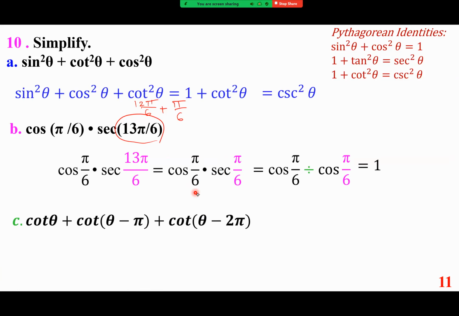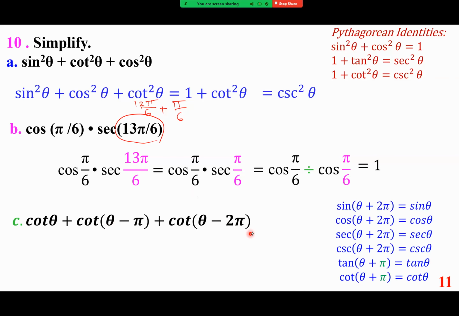All right, we want to simplify this: cotangent theta plus cotangent of theta minus pi plus cotangent of theta minus 2 pi. I'm going to remind you, as far as periodic functions are concerned, 2 pi is the period for every trigonometric function except tangent and cotangent. So whether we write minus or plus pi makes no difference. This becomes cotangent, this becomes cotangent, and therefore we have 3 of those.